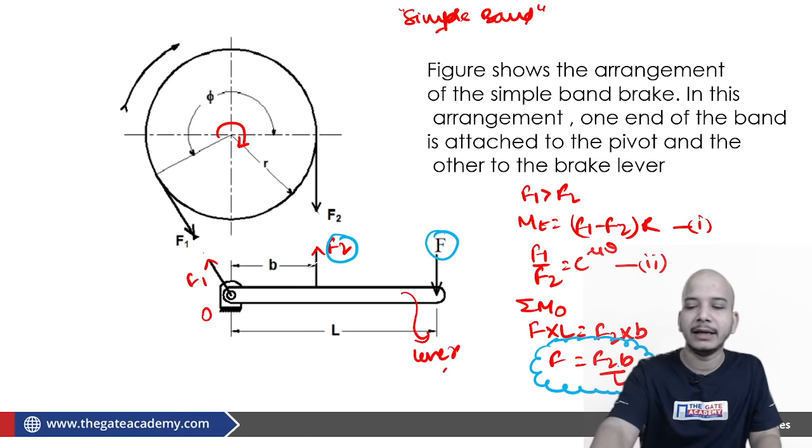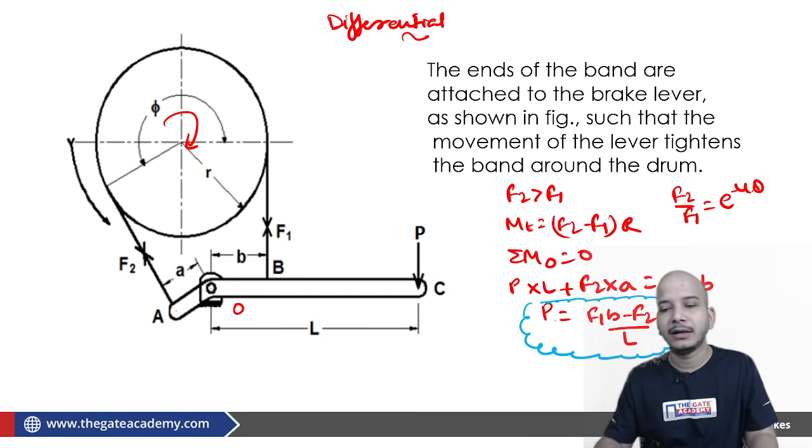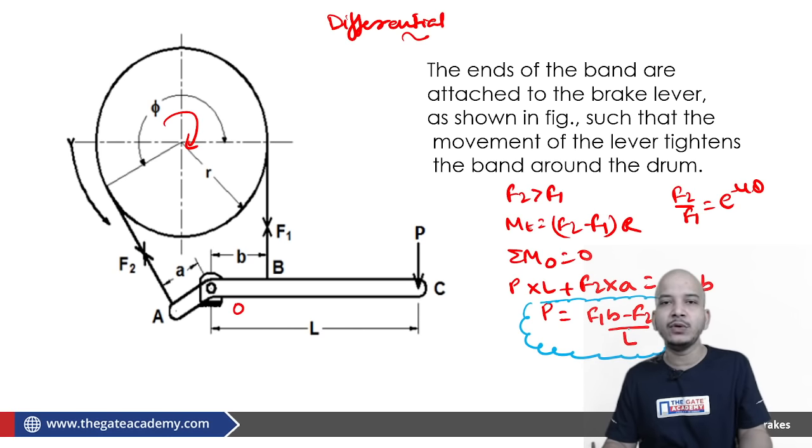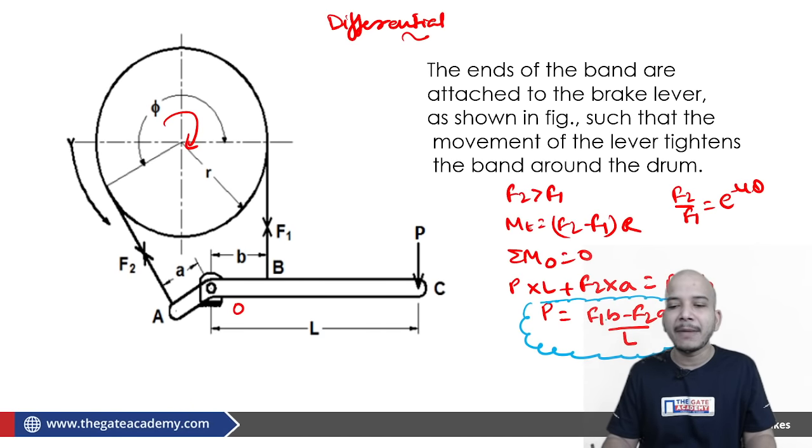P is equal to F2 into B by L. But as far as this particular relation is concerned, P is equal to (F1 B minus F2 A) upon L. Here you should understand that, depending upon the rotation, F1 could be greater than F2. Even B could be greater than A depending upon the geometry. So depending upon the magnitudes of B, F1, F2 and A, it is possible to get a negative value of P as well as a 0 value of P, and then the self-locking condition will exist. So here self-locking is possible. I'm not saying always, but here self-locking is possible.